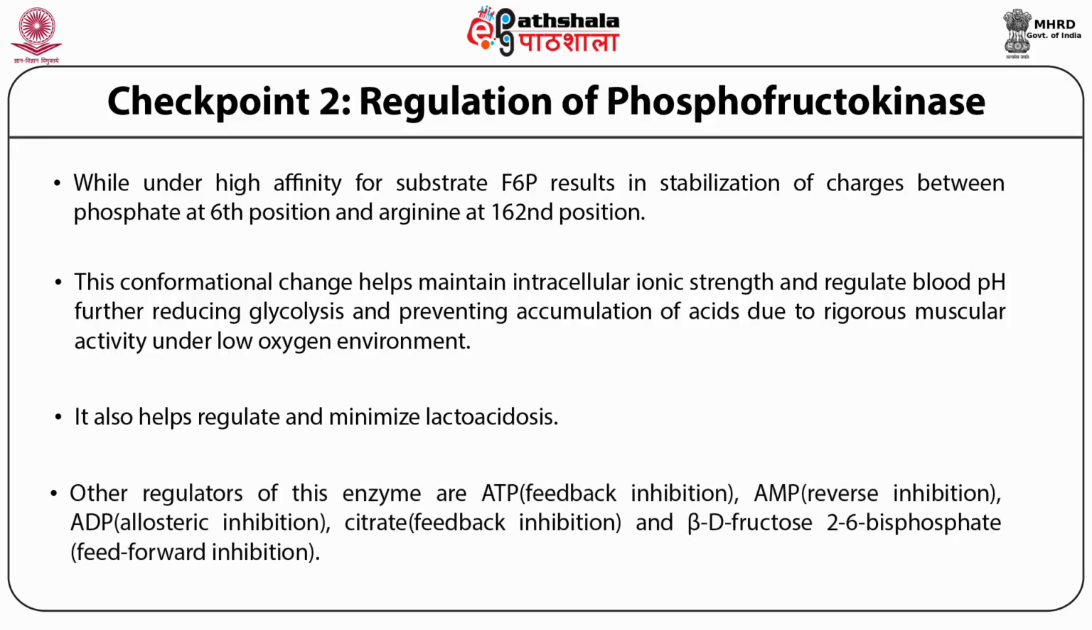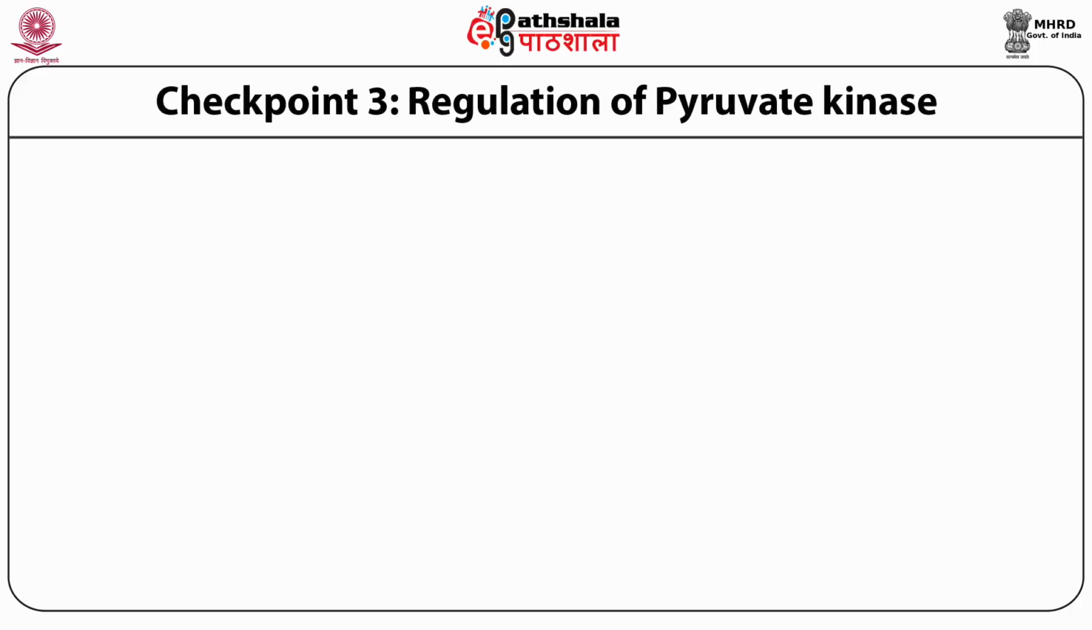Other regulators of these enzymes are ATP, that is by feedback inhibition, AMP by reverse inhibition, ADP by allosteric inhibition, citrate again by feedback inhibition, and fructose 2,6-bisphosphate again by feed-forward inhibition. This is checkpoint 3, that is regulation of pyruvate kinase.